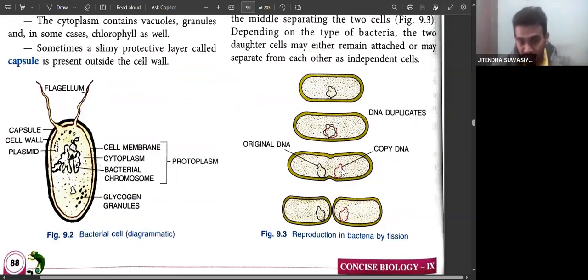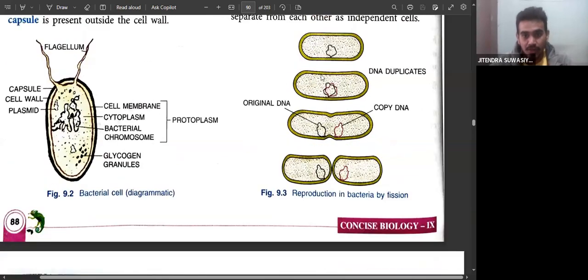First there is karyokinesis, that is the division of the nucleus. After that comes cytokinesis, the division of the cell. So that is the copy of the DNA, and then the original DNA is separated. This is how binary fission happens.